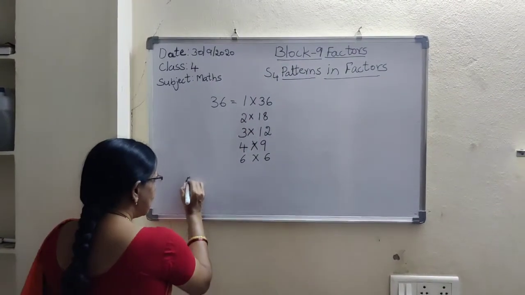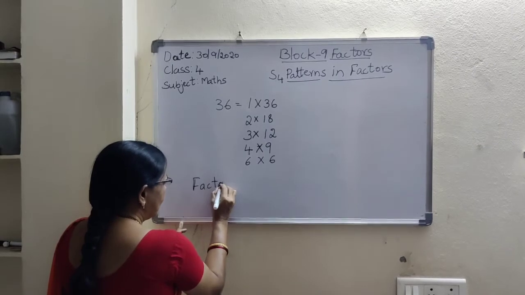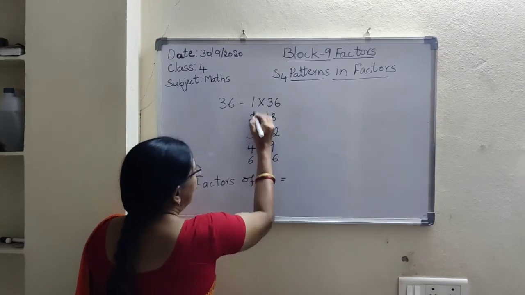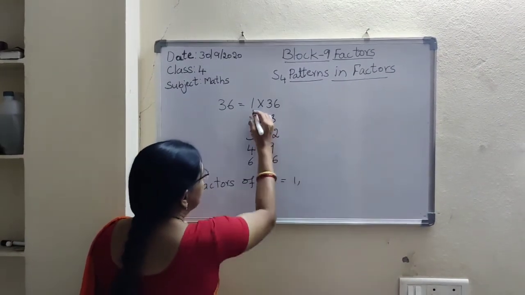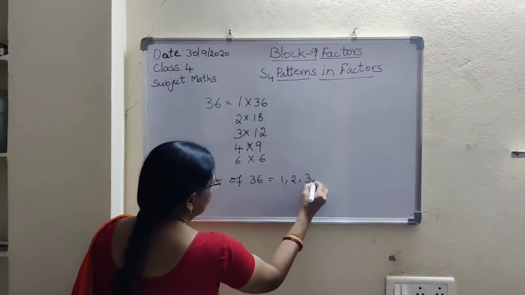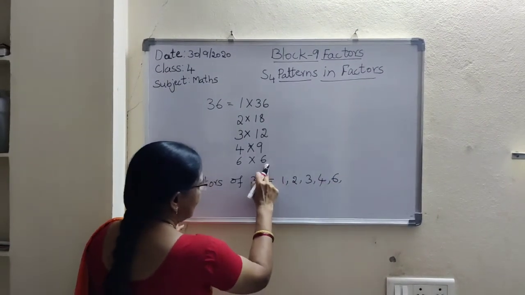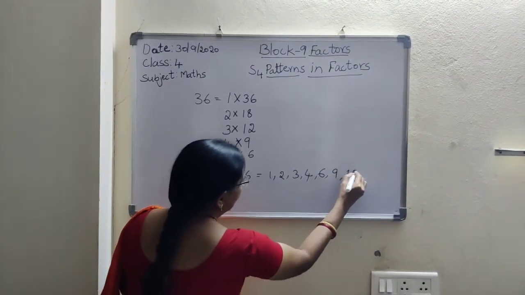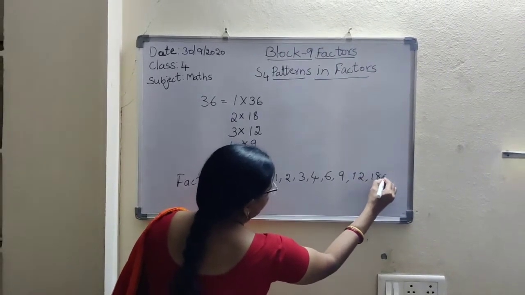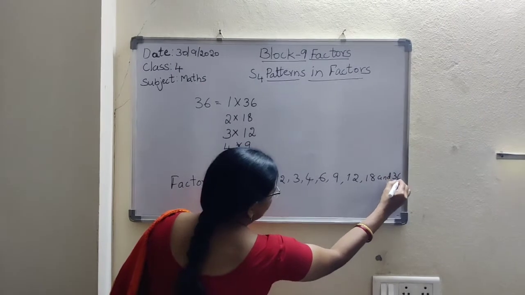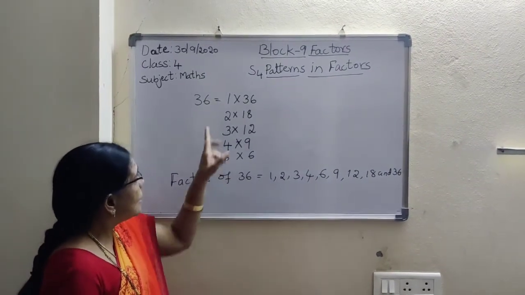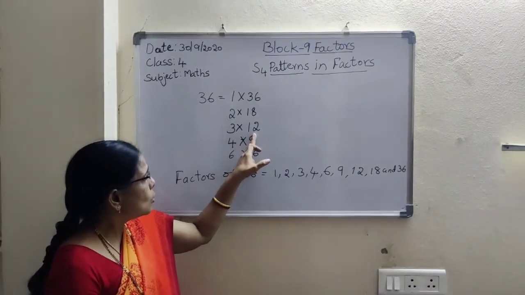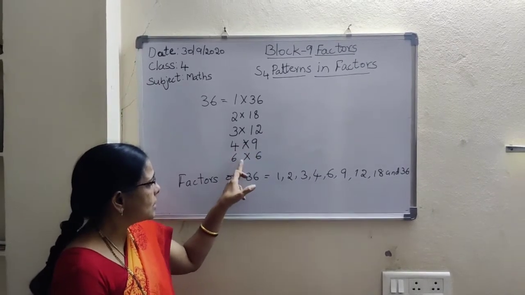Okay, what are the factors of 36? Factors of 36 are 1, 2, 3, 4, 6. You have to start from here. 1, 2, 3, 4, 6. Already 6 is there, 6 I have written here, no need to write this 6 again. There is 9, 12, 18 and 36. Okay children. And here 1 into 36, 2 into 18, 3 into 12, 4 into 9, 6 into 6.